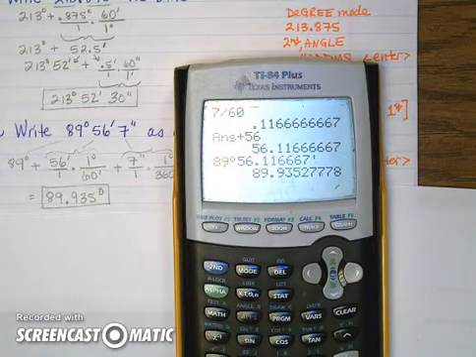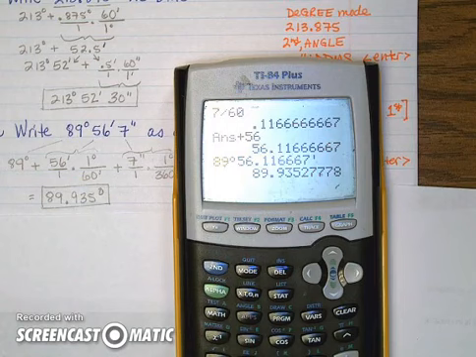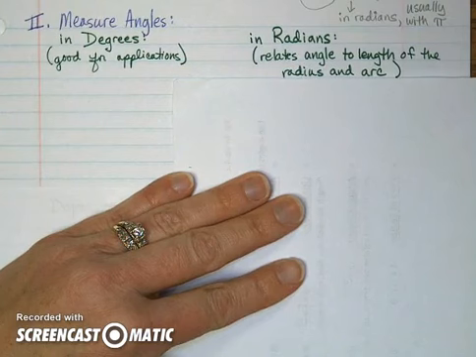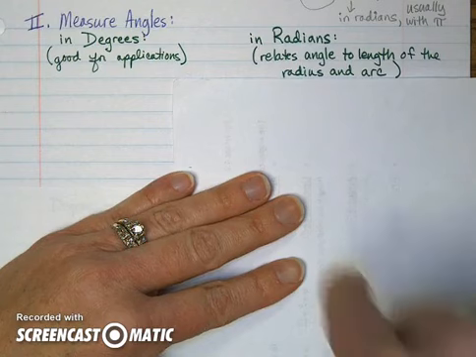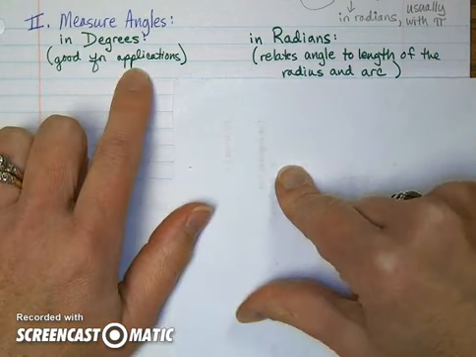All right, let's talk about measuring some specific angles. We'll be right back. Part 2 of this lesson deals with measuring angles. And so when you measure them, we've already said that most of our work today in this lesson was dealing with degrees. Degrees are very good for applications when you are measuring different things.